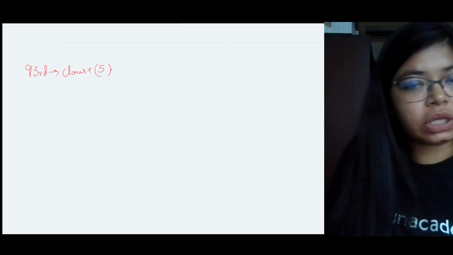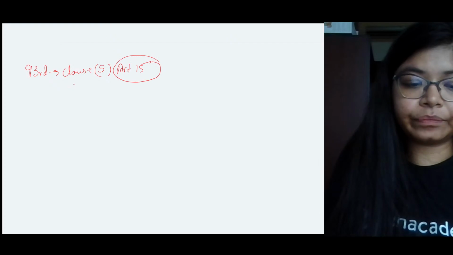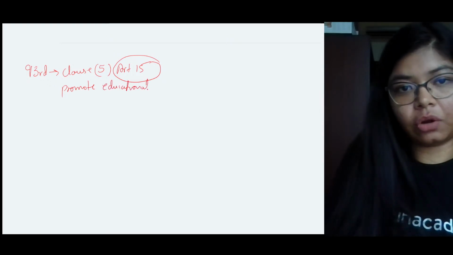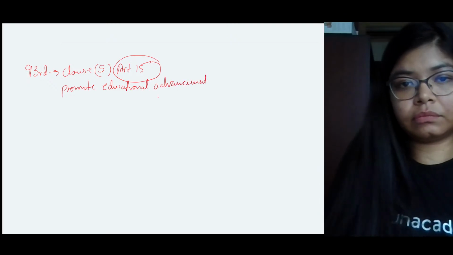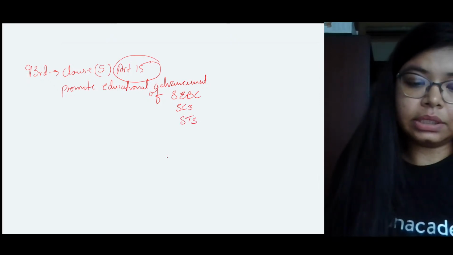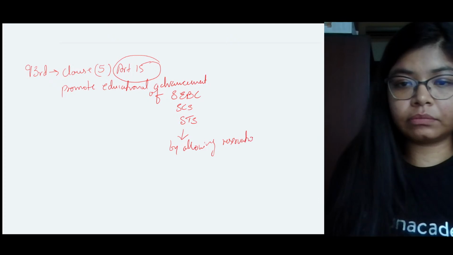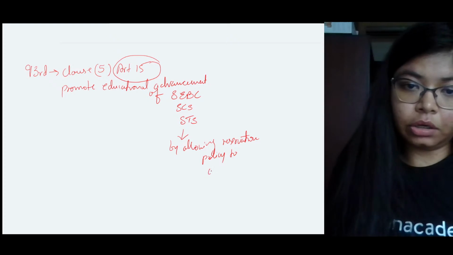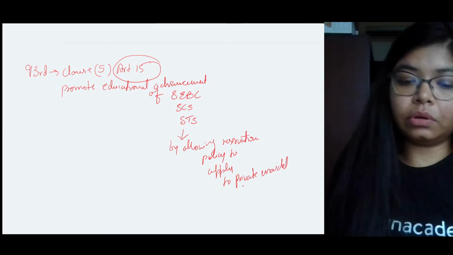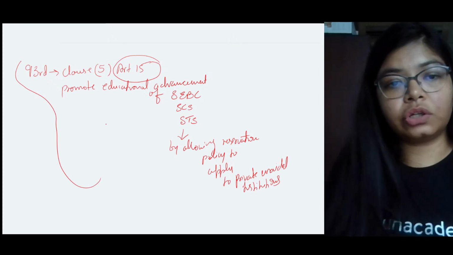Can you tell me in the comment section? Clause 5 in Article 15. इसमें ऐड करा. Okay. To promote educational advancement of socially and educationally backward classes, SCs and STs. ठीक है. कैसे? By allowing reservation policy to apply to private unaided institutions. Okay. So this is what was done by 93rd Constitutional Amendment Act.